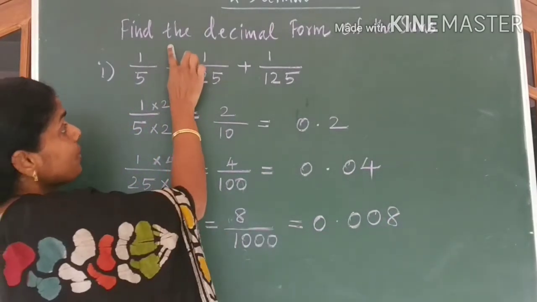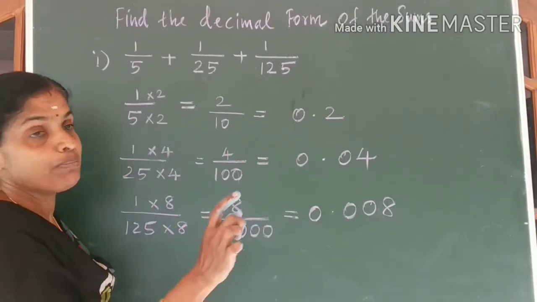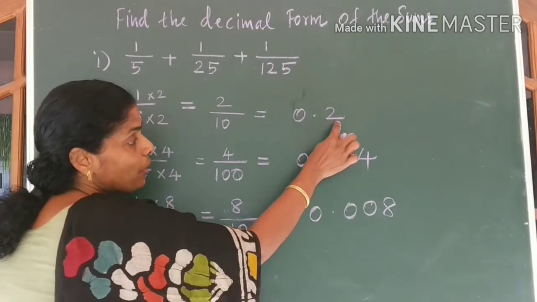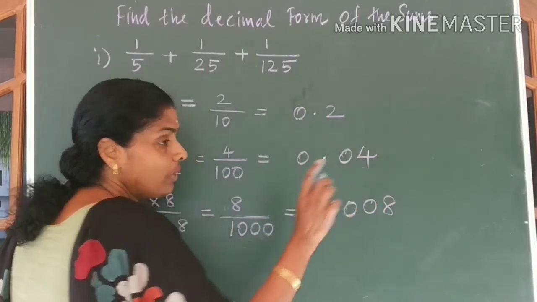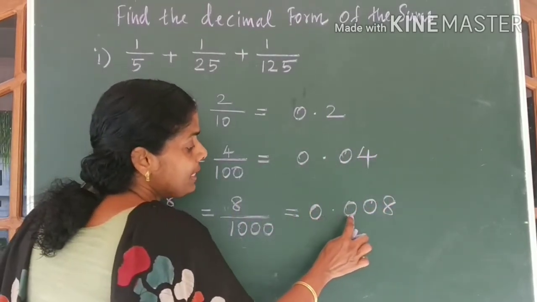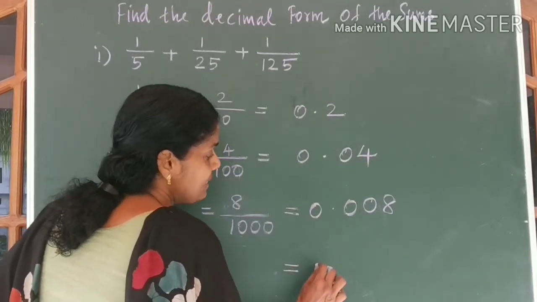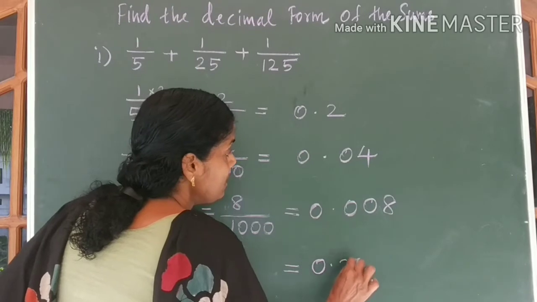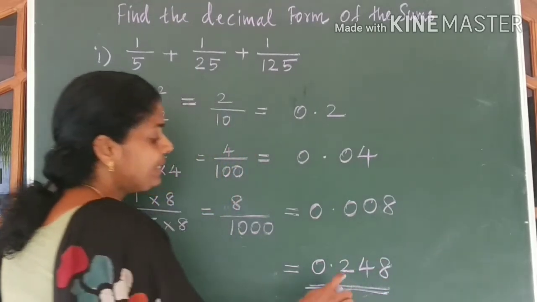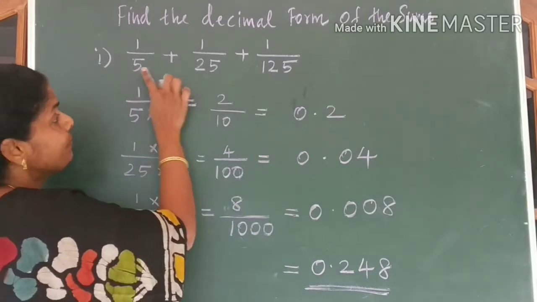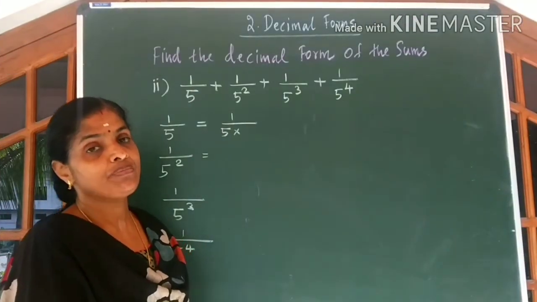Now what is our question? We are asked to write it in the decimal form. So to write it in the decimal form, add 0.2 plus 0.04 plus 0.008. So what do you get here? The answer is 0.248. This is the decimal form of this fraction. Look at the next question.